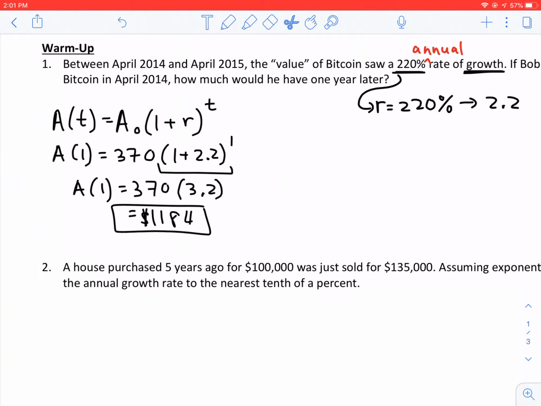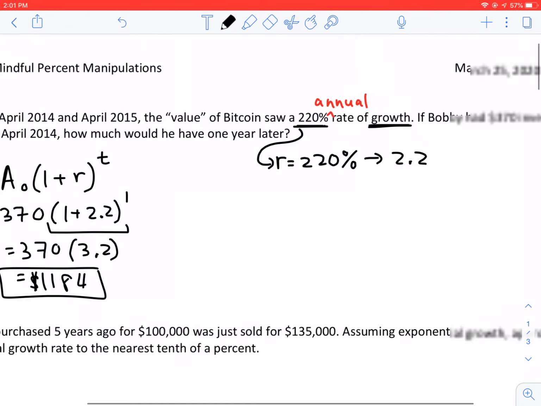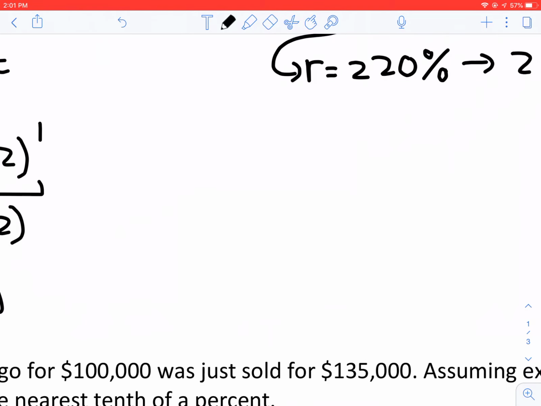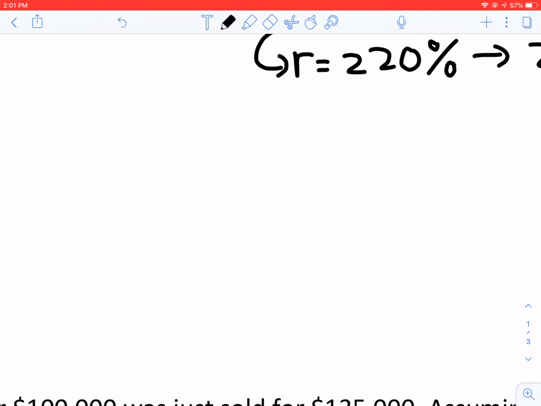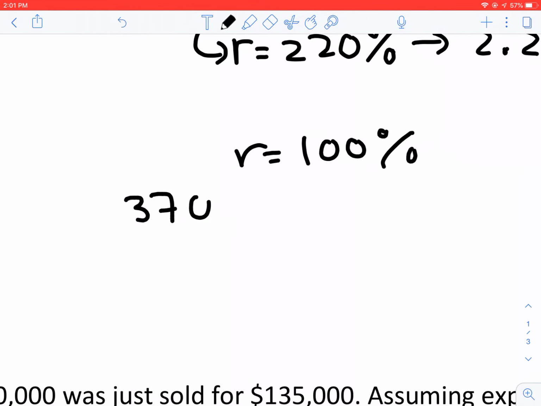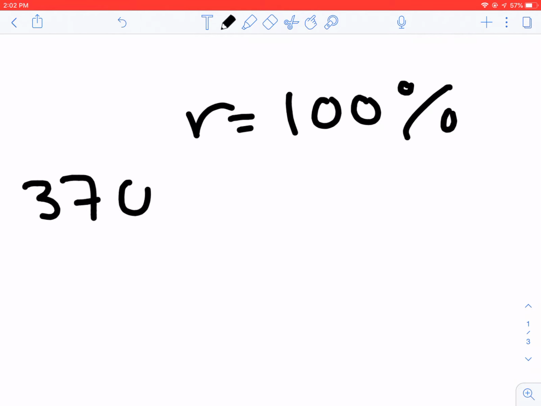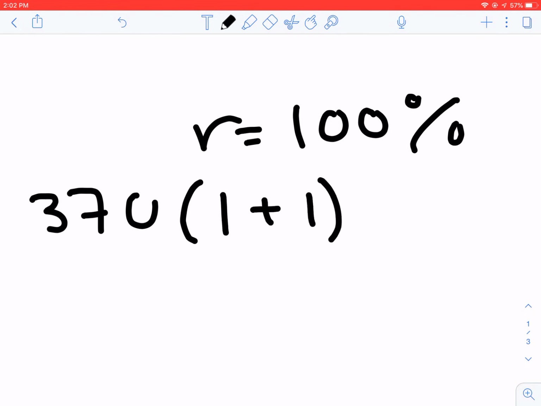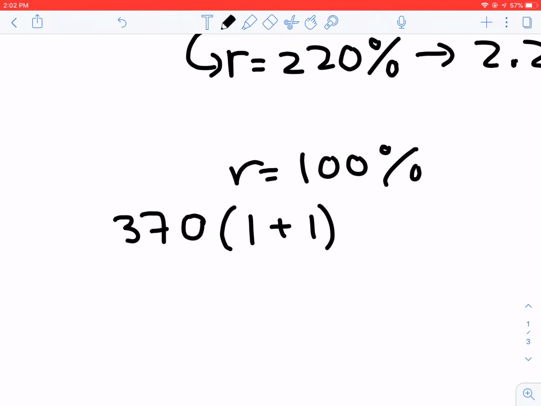All right, so sometimes these percentages are a little confusing for people when they're more than 100%. So let's try to do like another number to see if it makes sense. Let's say instead of a 220% growth rate, it was growing at 100%. Well, if something's growing by 100%, that means it's growing by all of itself, 100% of itself, right? In other words, it's going to be doubling. And in the formula, it would be 370 times 1 plus 1, right?